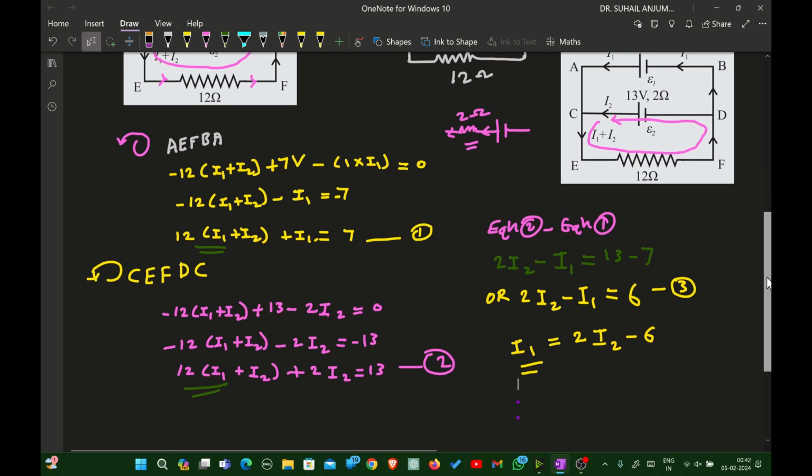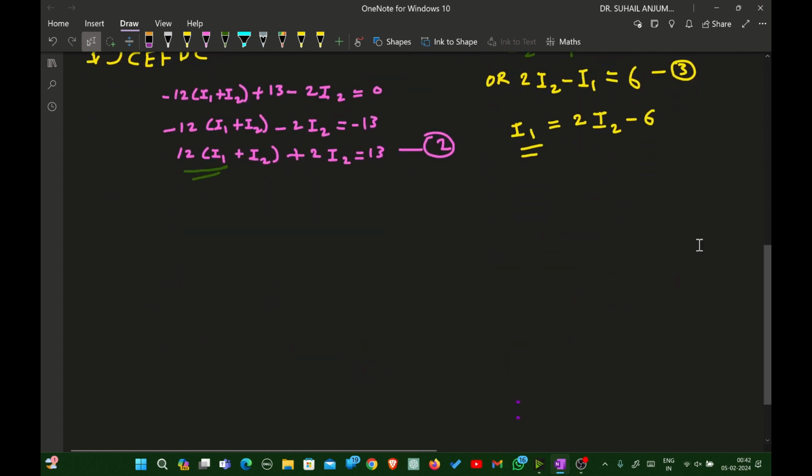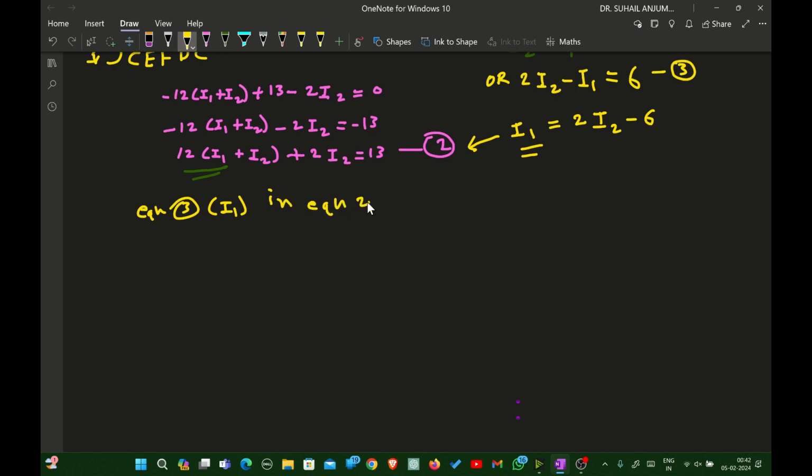I will just take this slightly down. So what will happen if I substitute this value of I1 in equation 2? Substituting the value of I1 from equation 3 in equation number 2, what we get here is the following: 12 times, now I will put the value of I1, so it is 12 times I1 here. I will put it as 2 times I2 minus 6.